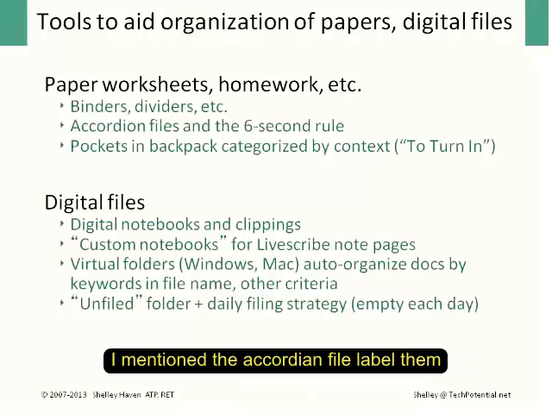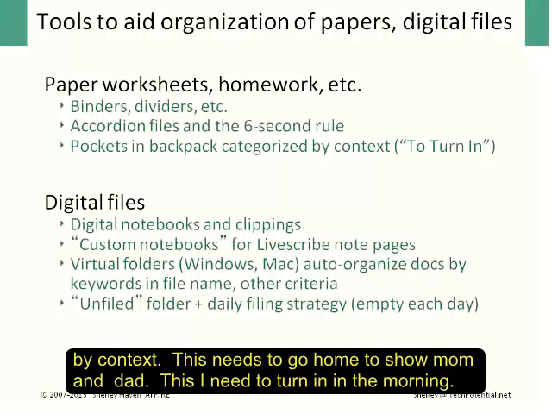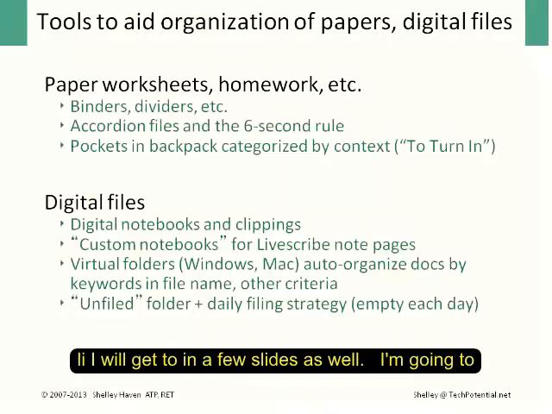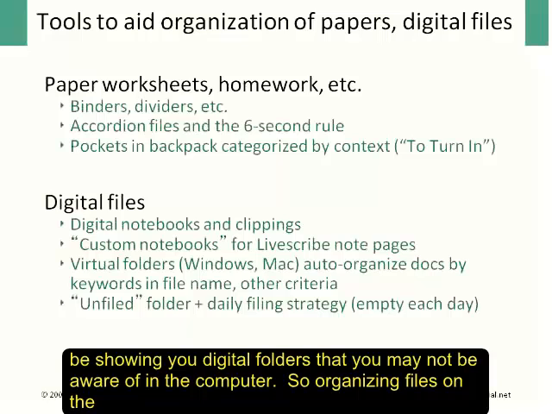Next slide. All right, so here's an example of tools you can use to aid organization of papers and digital files. As I mentioned previously, the accordion file is a good thing. Put it in a backpack, and the other thing is don't classify things in that accordion file by, let's say, classes the student's taking. Instead, label them by context, like this needs to go home to show mom and dad. This I need to turn in first thing in the morning. So you're categorizing them by the context in which that information needs to be acted on. So that's a very important point, which I'll get to in a few slides here as well.